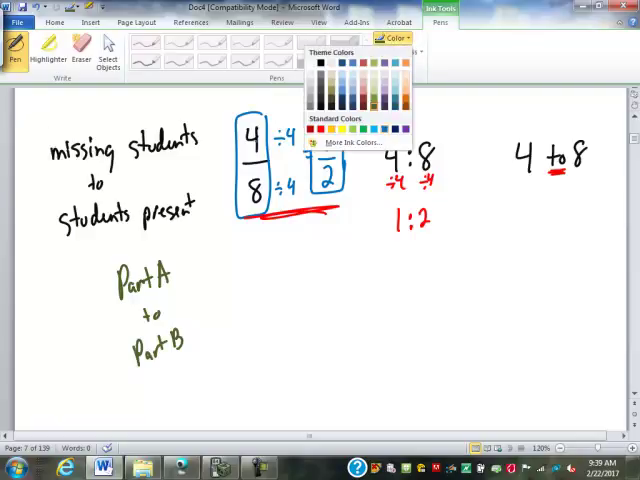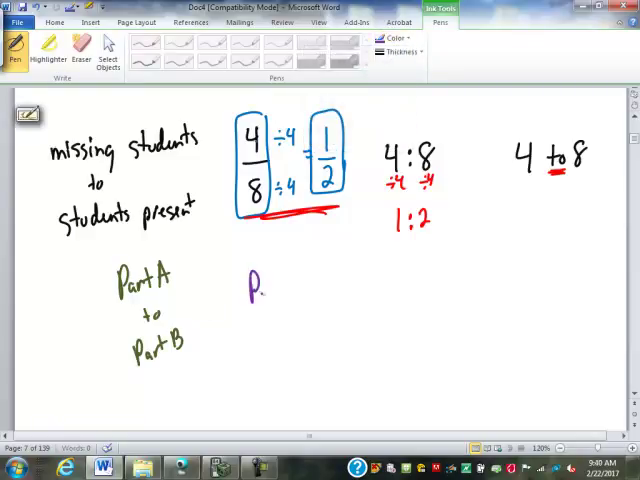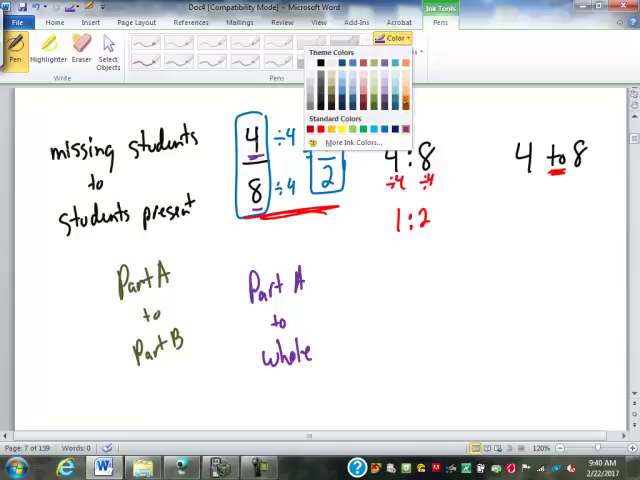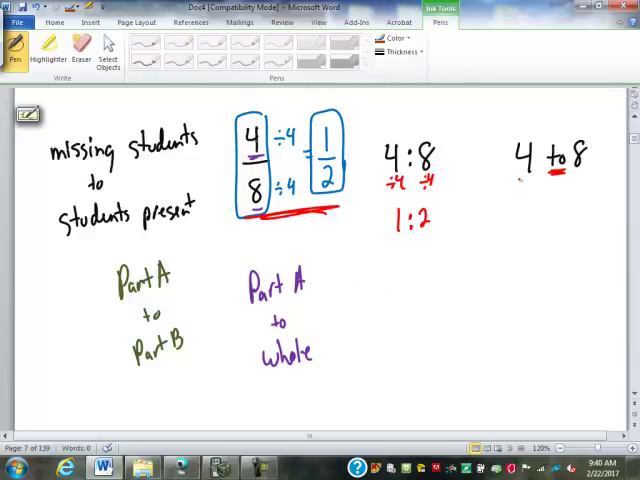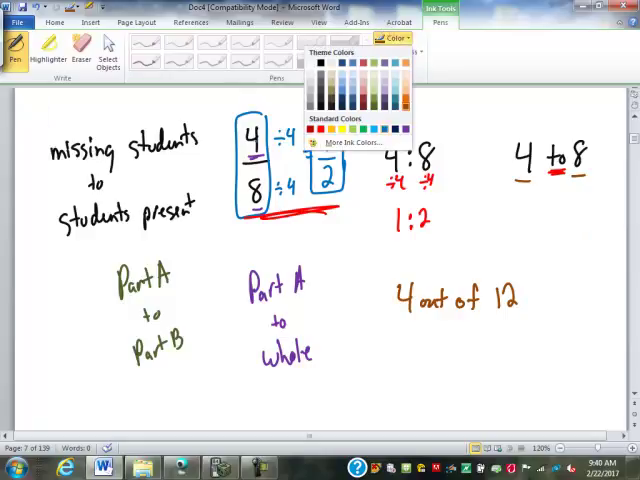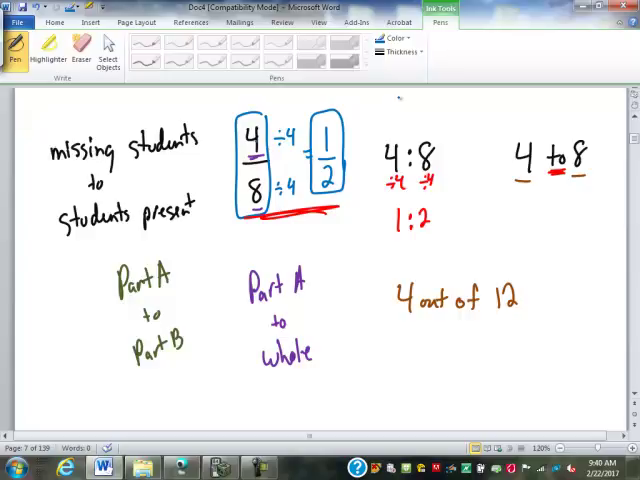The other type of ratio that's out there is part A to the whole thing. Now, if there's 4 students missing and 8 students here, that would mean that there are how many total students? 12. So instead of 4 students to 8 students, I could say 4 out of 12 students are missing. And in a lot of the ratios we do, we have that option. We can change it over.